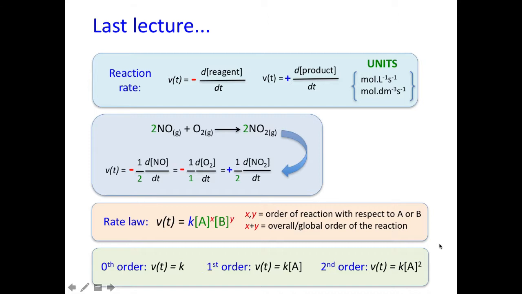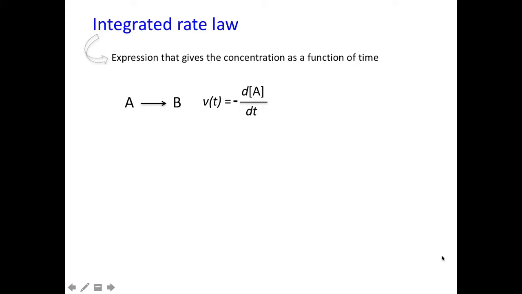Now today, let's derive the integrated rate law. This is an expression that gives the concentration as a function of time. Let's suppose we have a very simple reaction, A decomposes into B. And we have learned that the reaction rate is given by minus the consumption rate of reagent A.